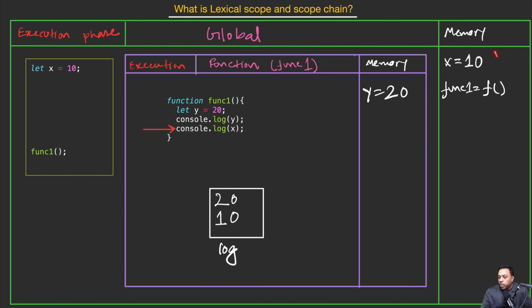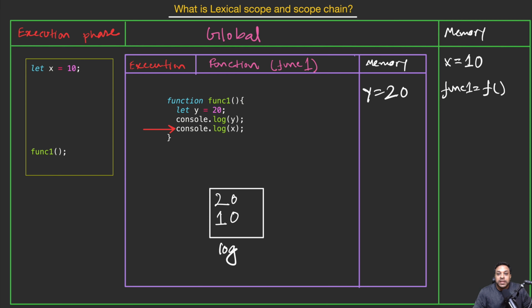For the global, only this. It cannot access its child context. So I hope the concept of scope is clear. Scope is nothing but the area where the resources are accessible, like variables, functions, objects, arrays, anything. And it works like the child can access the parent, but the parent can never access the child.